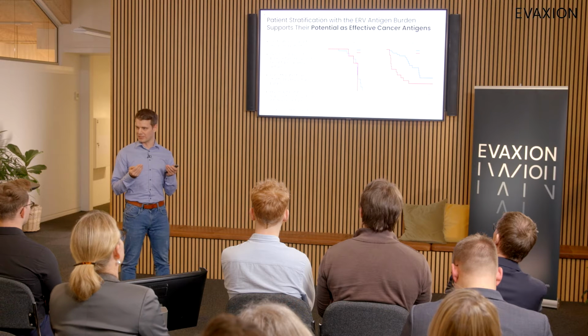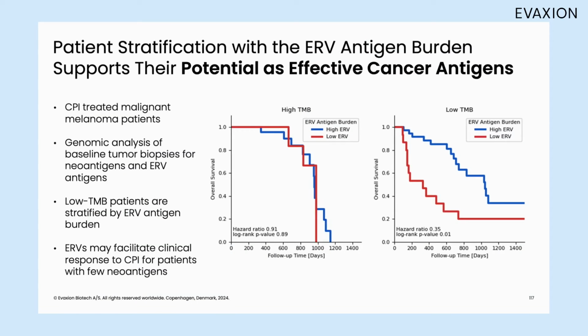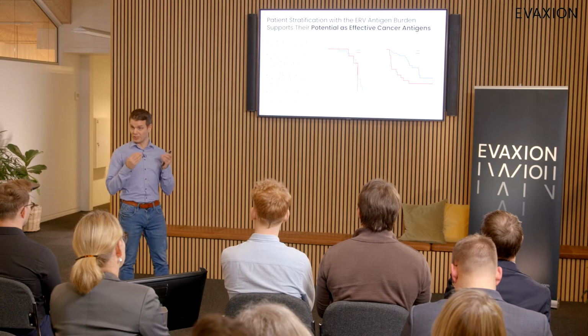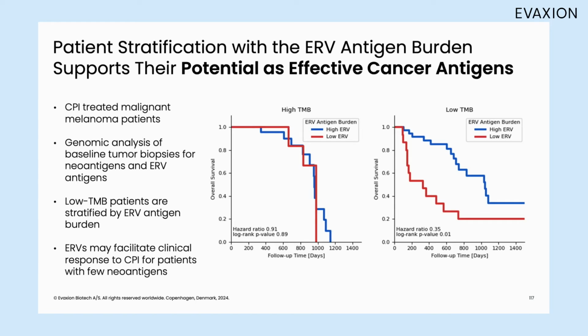If you focus on the plot in the center, we further split the patients into groups based on the number of ERV-antigens being expressed in the patient's tumor. You can appreciate that these two curves fall on top of each other. So for these patients that have a lot of neoantigens, it doesn't matter whether you have a lot of ERV-antigens being expressed or few.